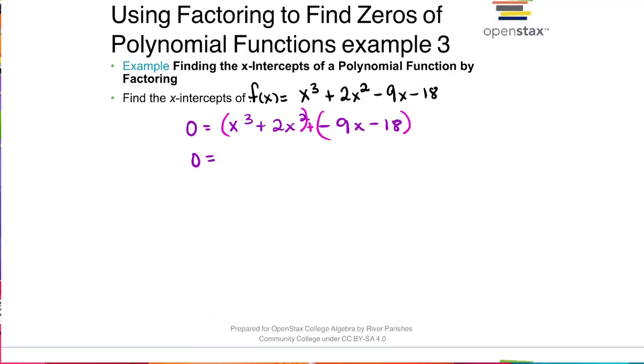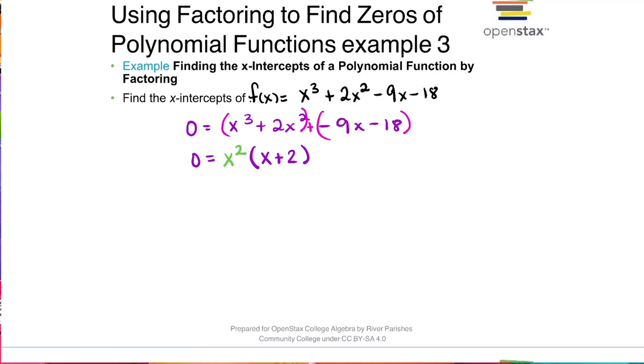So I end up with 0 equals, looking at this first pair, x to the third and 2x squared, what greatest common factor do they have in common? Well, it looks like they both have an x squared in common. So if I factor out an x squared, you ask yourself, what do I multiply times x squared to get x to the third? That would be x. And what do I multiply times x squared to get 2x squared? That would be 2. So I have factored out the x squared that they have in common. And if I were to go backwards, x squared times x is x to the third, x squared times 2 is 2x squared. So it is the same expression but in factored form.